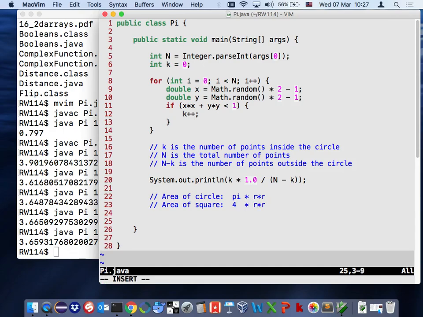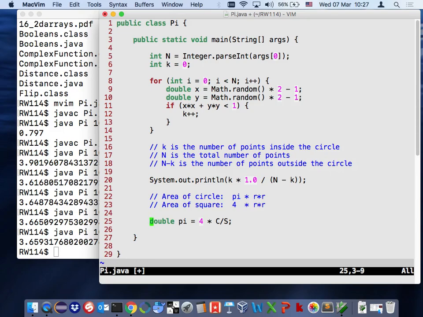So, the ratio of the circle to the square is pi times r squared divided by 4 times r squared. And the r squares cancel out, so the ratio of the circle to the square is pi divided by 4. And so pi is equal, if I multiply both sides by 4, to 4 times this ratio. I don't know the ratio, but I have an approximation for the ratio.